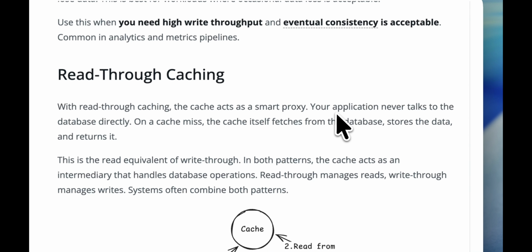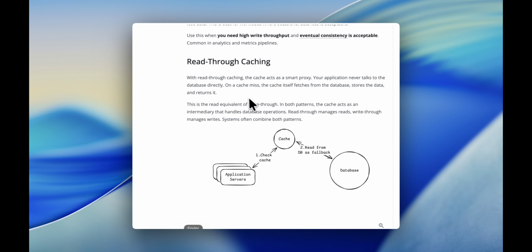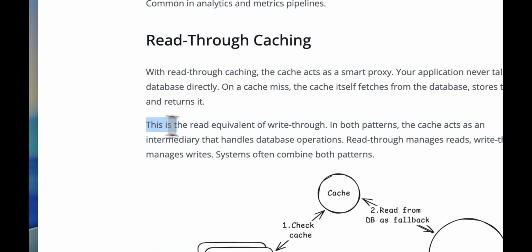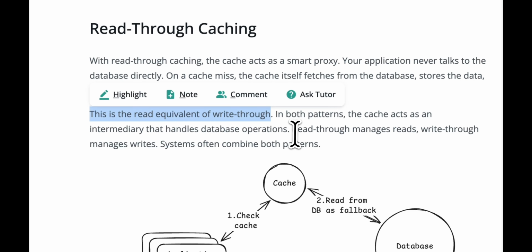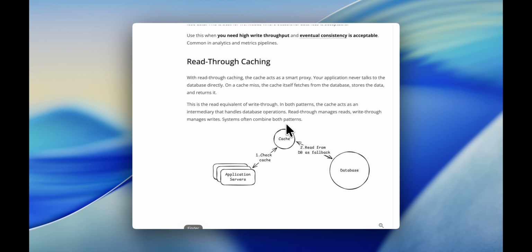Your application never talks to the database directly. In read-through caching, the cache itself fetches from the database, stores the data, and returns it. This is the read equivalent of write through. In both patterns, the cache acts as an intermediary that handles database operations. Read through manages reads, write through manages writes, and systems often combine both patterns.